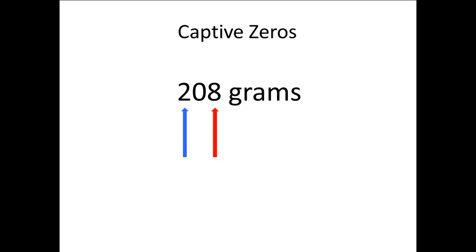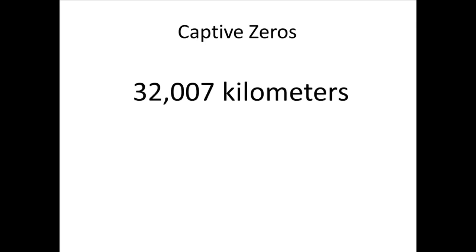But the 0 does not need to have a non-zero digit on its immediate right and left. A number like 32,007 kilometers has non-zero digits on the left, the 2, and to the right, the 7, of both zeros. Again, the zeros must have been read off the instrument, because only the 7 is uncertain.